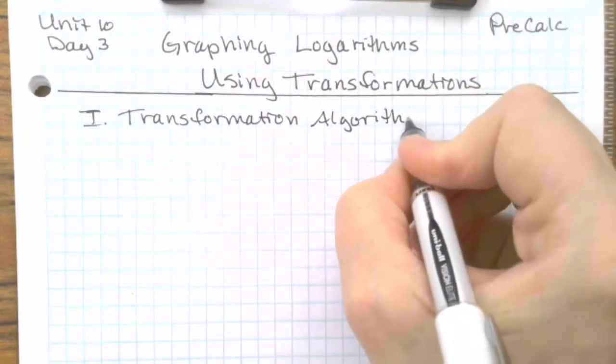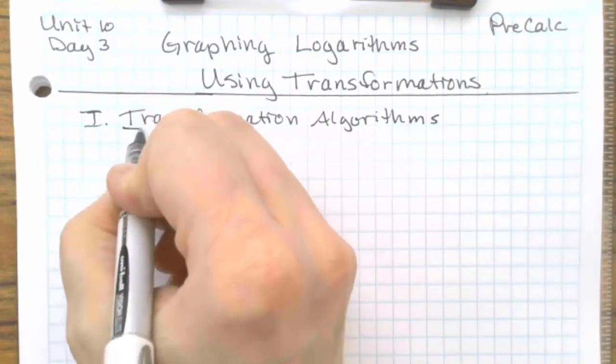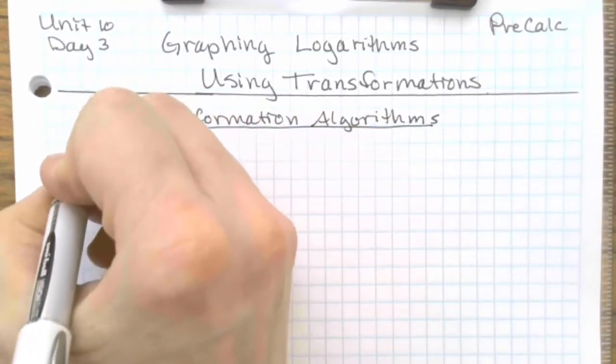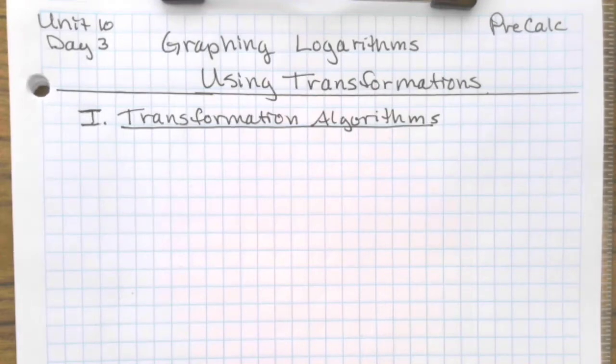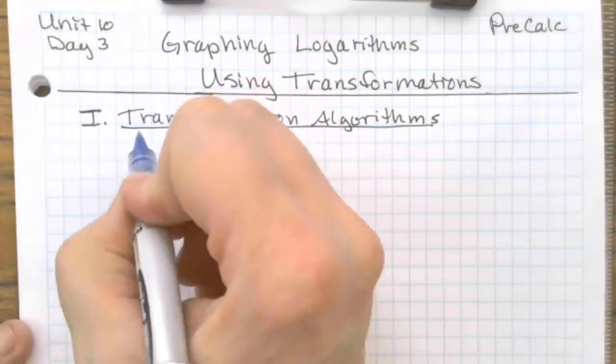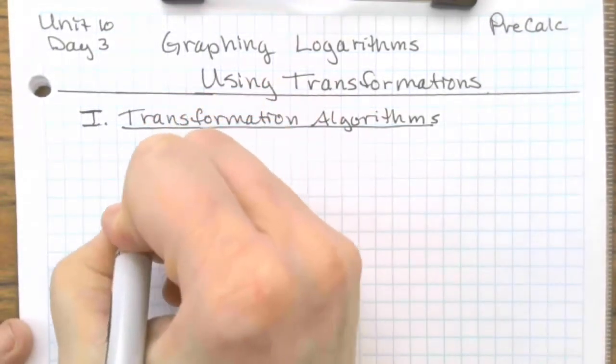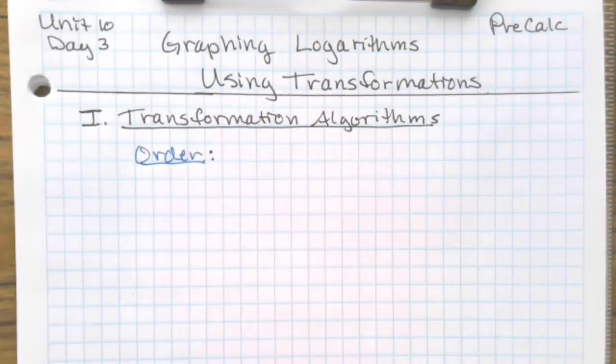And of course, an algorithm is just a fancy way of saying a method, a way to do it. So we're going to take the transformations that you already know and we're going to relate them to logarithms. Now, first thing you know about transformations is the order. Super important. So the order of transformations actually is the same as it's always been.